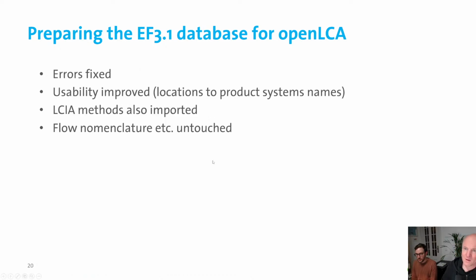So, in a really high-level summary, we fixed errors that we found. We improved usability. For example, we can show this. We added locations to product system names, because we have product systems in the database, and you have maybe 20 or so product systems for one case, and they all have the same name. So it's quite difficult to distinguish them. But they have different locations, so we added this to make it easier to distinguish.